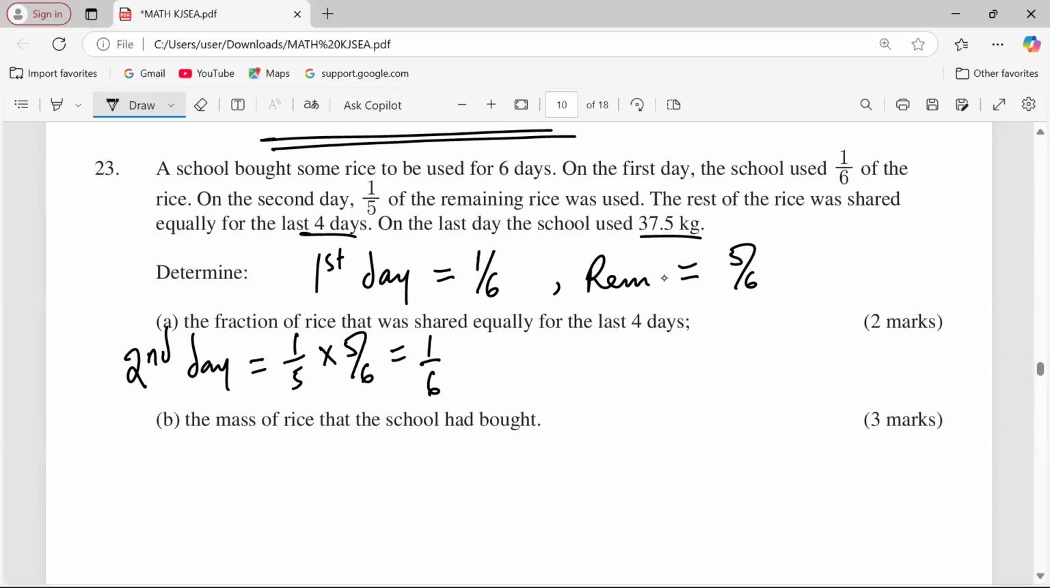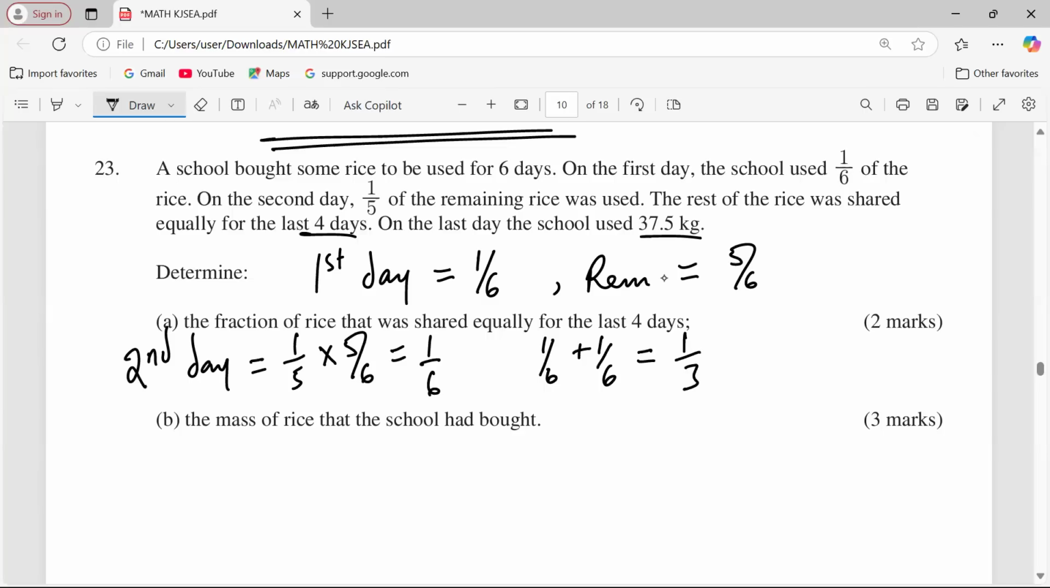Then we are also told that the rest of the rice was shared equally for the last 4 days. Therefore, can we talk about a sixth plus a sixth? So a sixth plus a sixth, giving us a third.